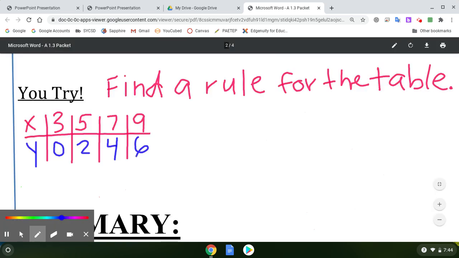Now it's your turn to try. You're going to find a rule for the table for the following function. This is similar to the border problem we talked about last week. We started with the 10 by 10 border, and then eventually we generalized to find a rule that determines the border for any n by n grid. So pause the video and try finding a rule for this table yourself before watching the answer.